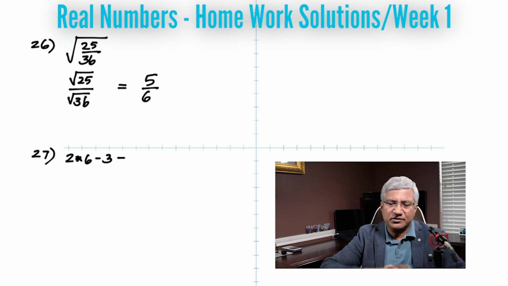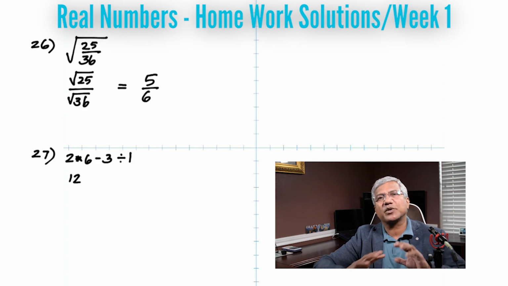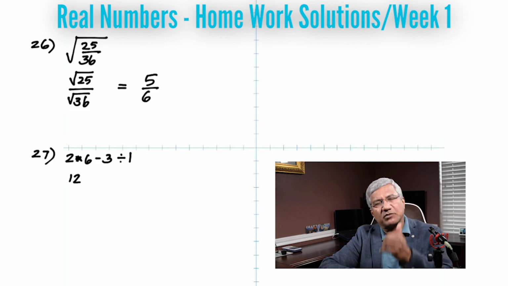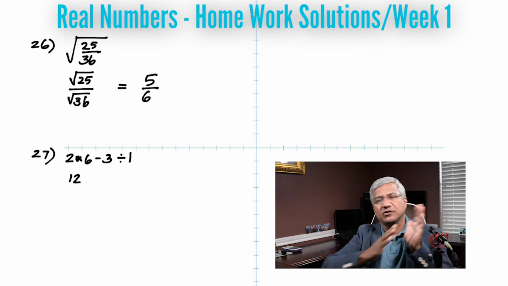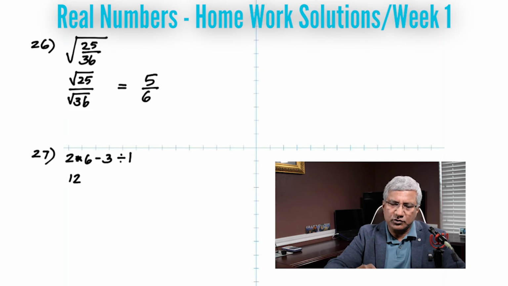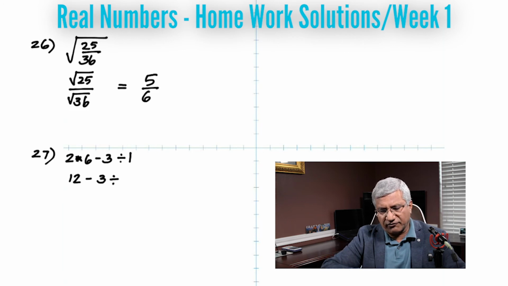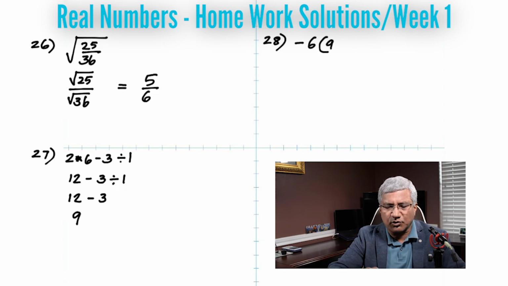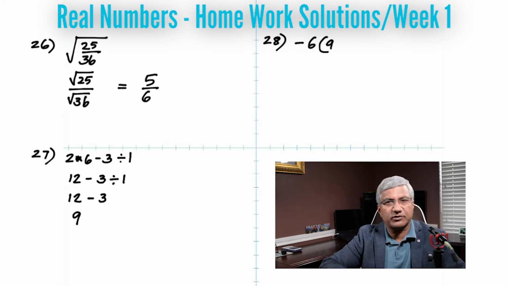27. So 2 times, I'm trying to make it clear that that's a product. 2 times 6 minus 3 divided by 1. So this is where you have to use the PEMDAS rule. Parenthesis, exponential, multiplication, division, addition, subtraction. Follow the order of operations. Okay, so multiplication first. So 2 times 6 is 12. And then you have minus 3 divided by 1. So after multiplication comes division. So 3 divided by 1 is 3. 12 minus 3 is 9. So I followed the order of operations.